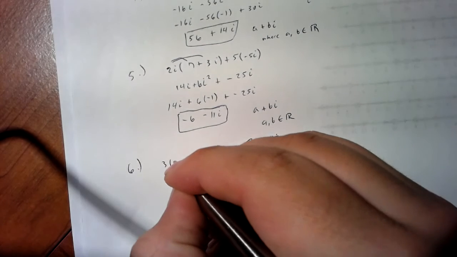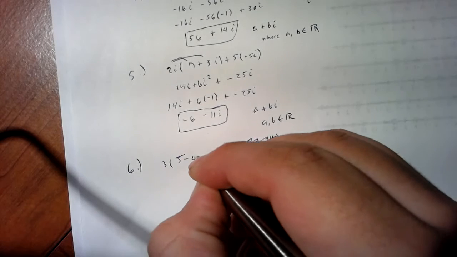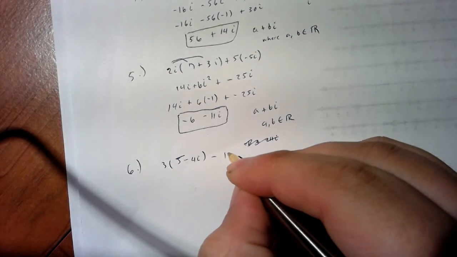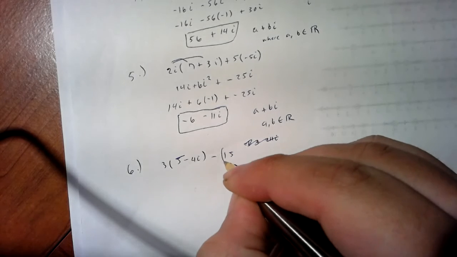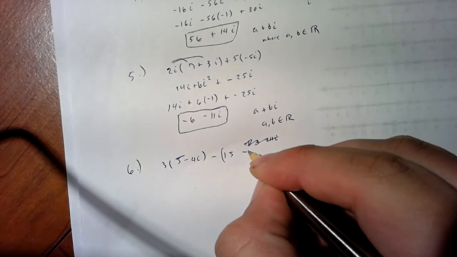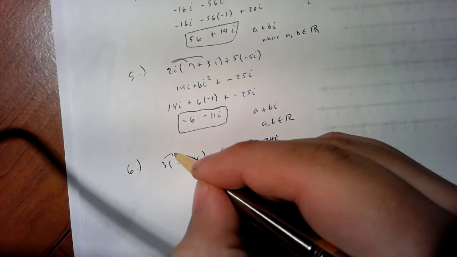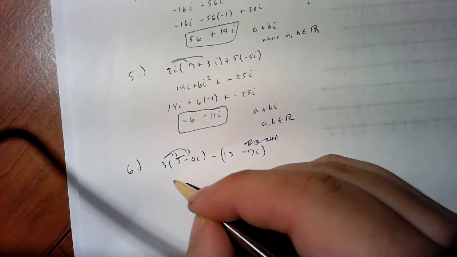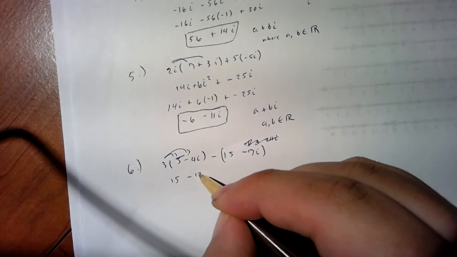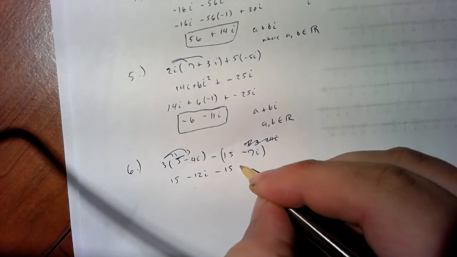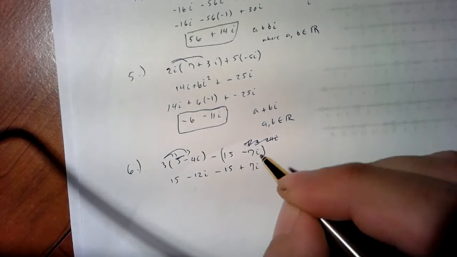So in 6 we have 3 times (5 minus 4i) minus (15 minus 7i). Okay. So again, we're going to start off the same way. We just use the distributive property. 3 times 5 is 15, minus 12i. Distributive property on this side gives minus 15 plus 7i.